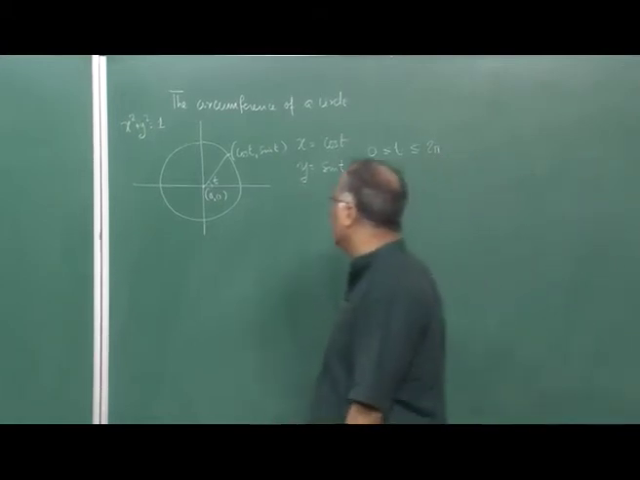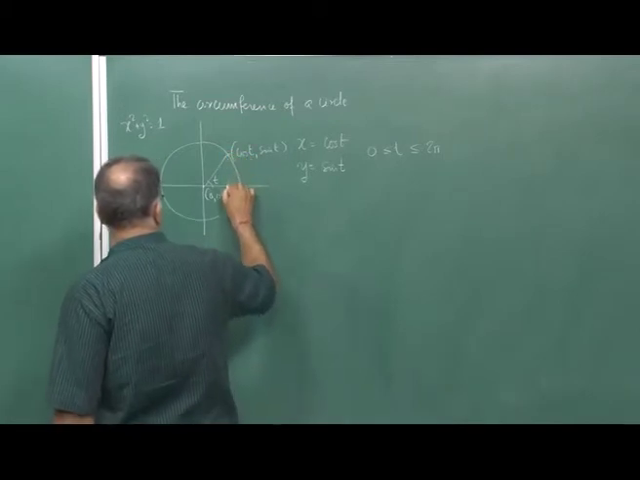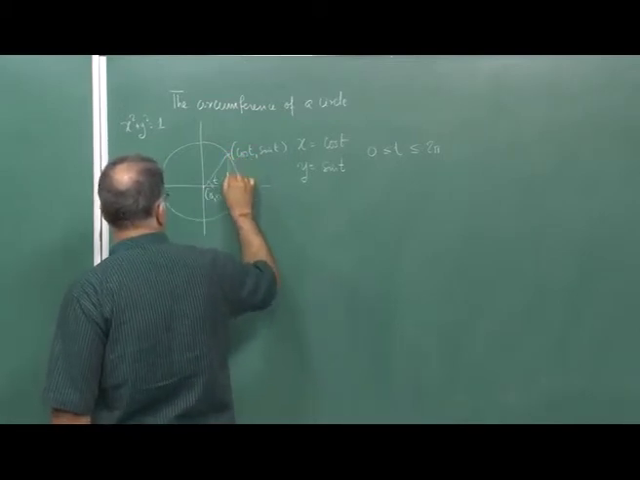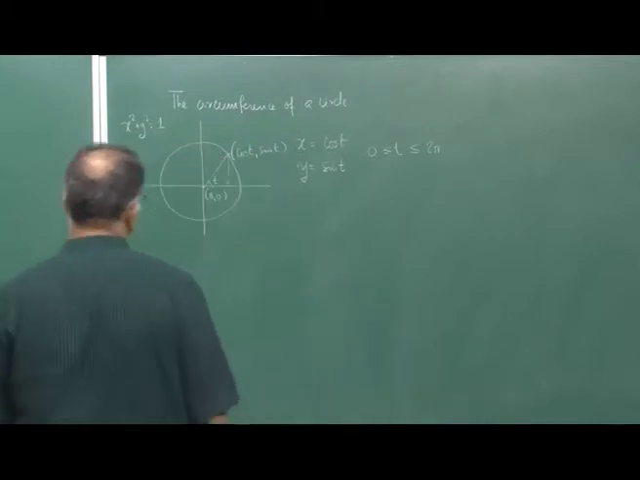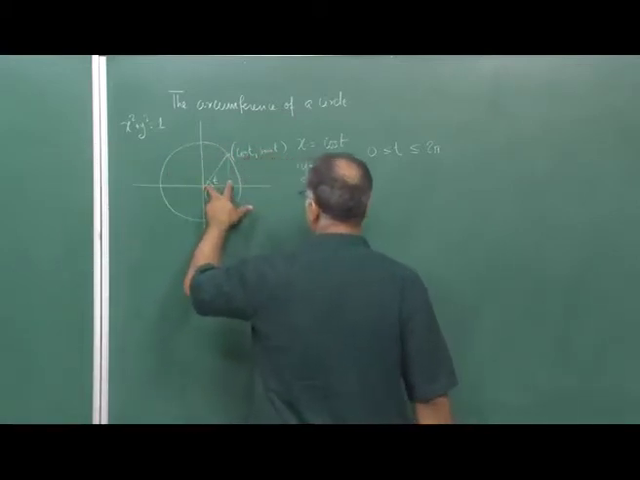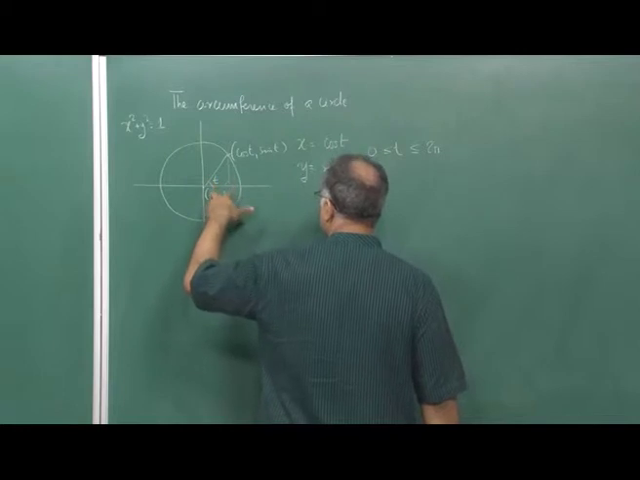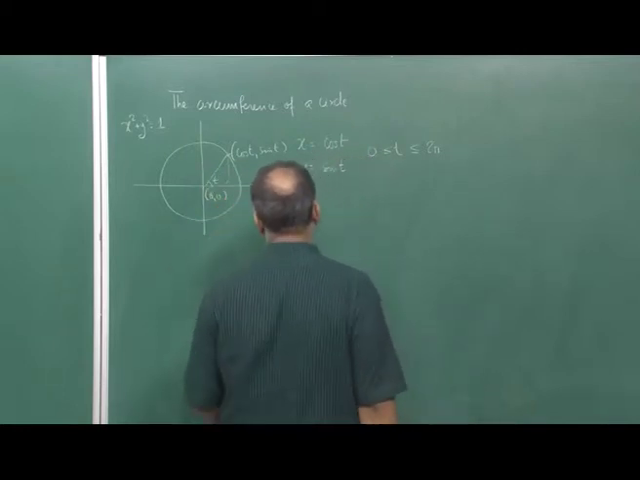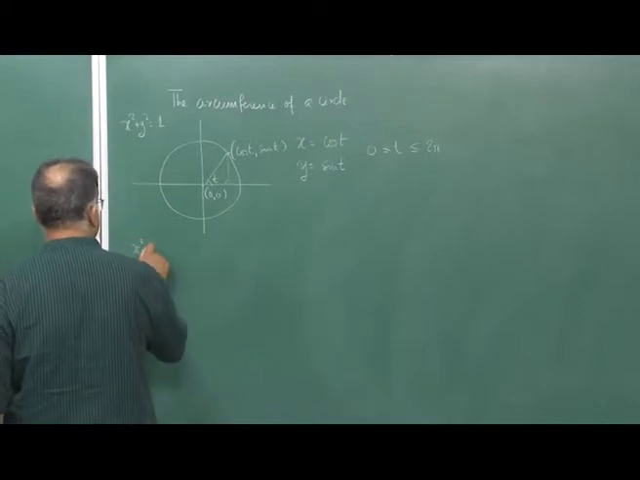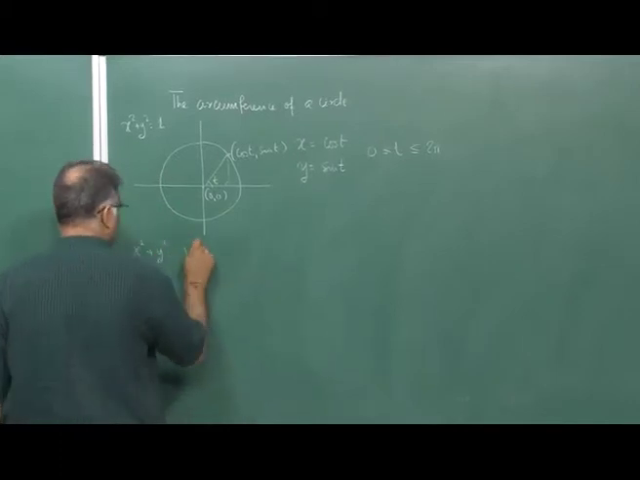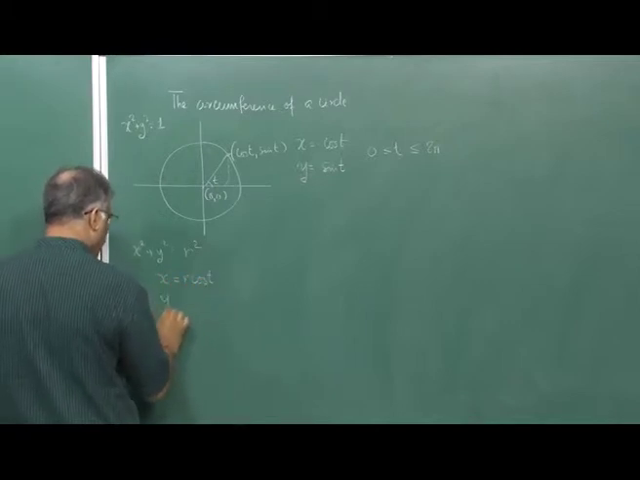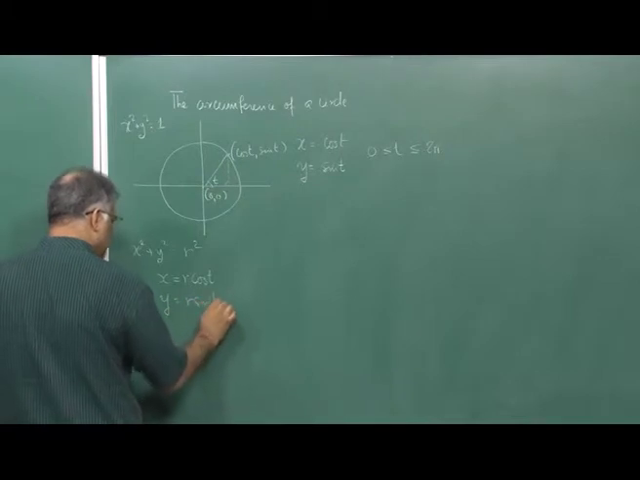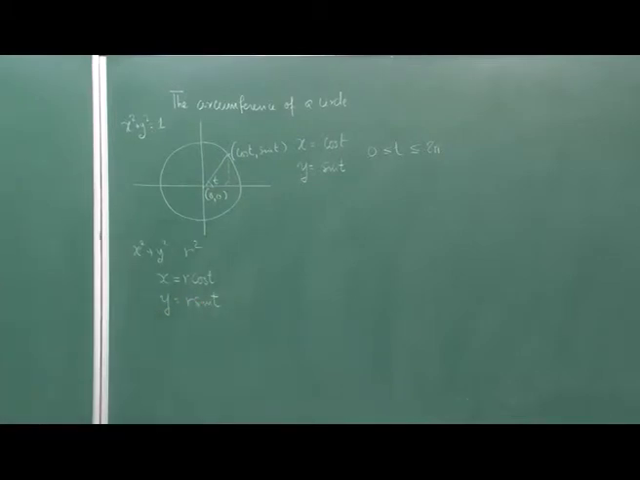Because here if you drop the perpendicular, this is your x coordinate. And this is the radius, the hypotenuse of this right angle triangle. So, x by the radius is cos of t. So, x equals r cos t. If it is x square plus y square equal to r square, then the parameterization is x equal to r cos t and y is equal to r sin t. If you square and add, you will get this.